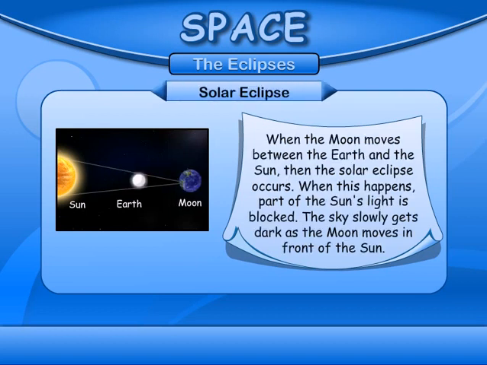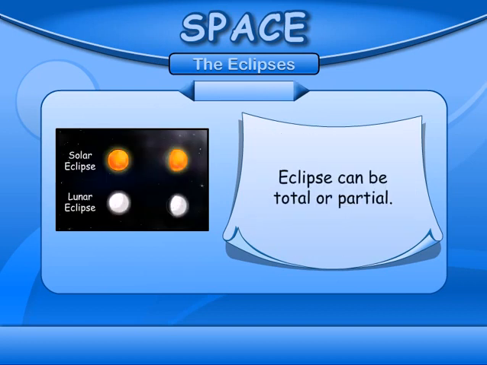Solar eclipse. When the Moon moves between the Earth and the Sun, then the solar eclipse occurs. When this happens, part of the Sun's light is blocked. The sky slowly gets dark as the Moon moves in front of the Sun. Do you know? An eclipse can be total or partial.